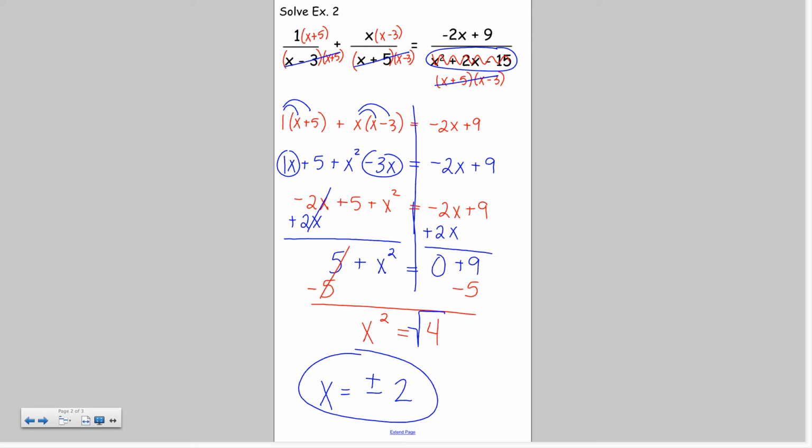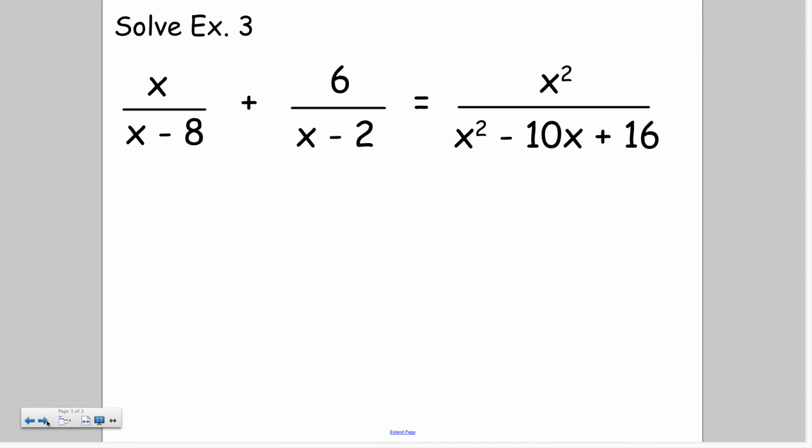One more example. Example 3, again, you see that you can factor using the x method. Multiplying to get 16, adding to get 10. So negative 8 and negative 2.